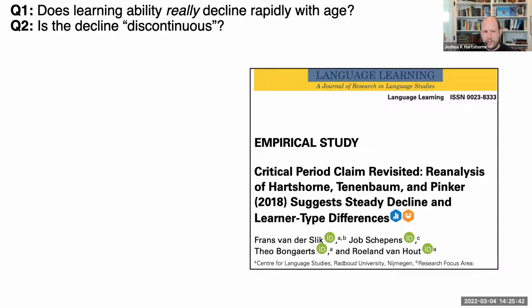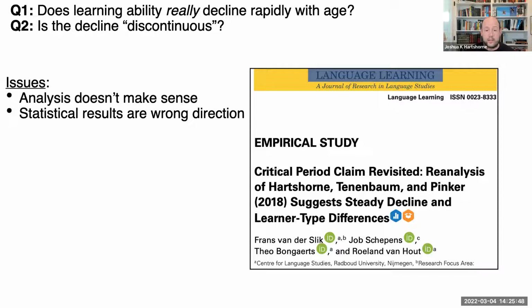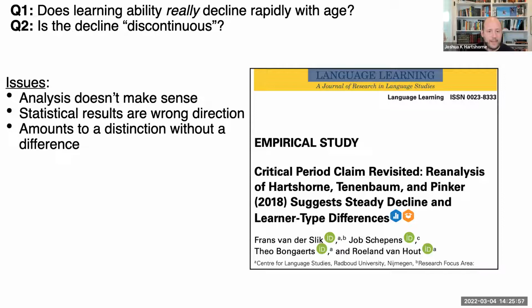So there's actually some issues with this paper. Turns out the analysis doesn't make sense, actually. The statistical results are all in the wrong direction. They actually show strong statistical evidence that their hypothesis is wrong. And even if it were right, it turns out that the whole discussion amounts to a distinction without a difference.